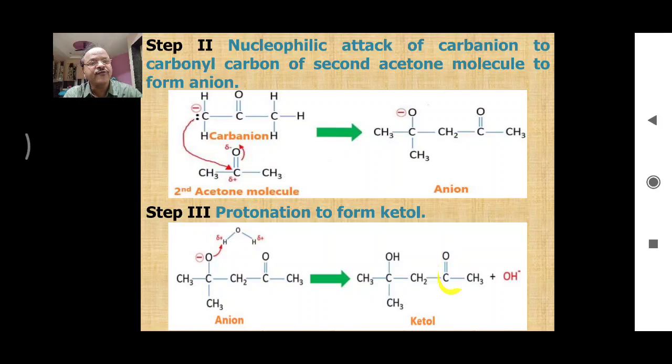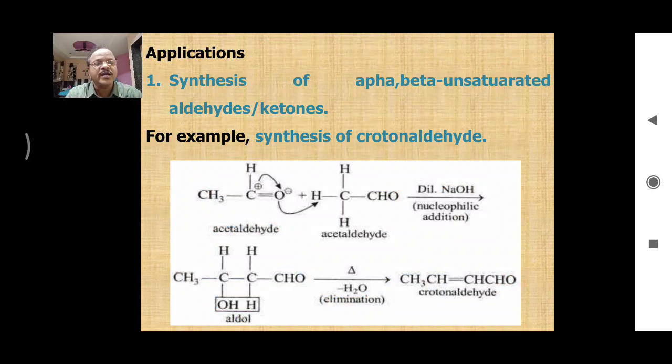So this is the functional group C double bond O. Now this carbon is alpha carbon, this carbon is beta carbon. So this beta carbon carries OH group and hence it is called beta hydroxy ketone. Beta hydroxy ketone, in short, is also called ketol. So this is the mechanism of aldol condensation.